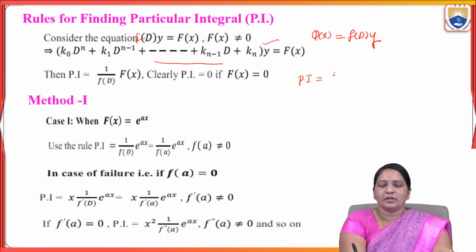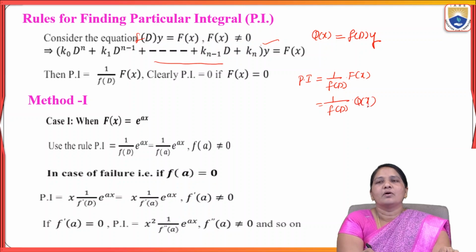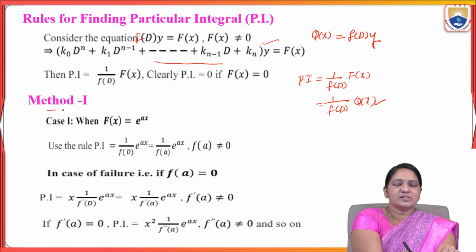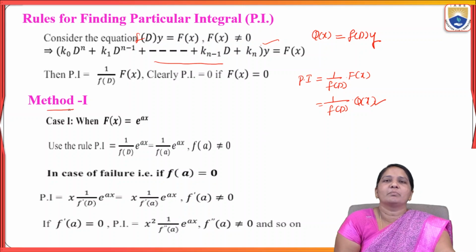What is the particular integral? That is equal to 1 by f of D into f of x. Otherwise this is 1 by f of D into Q of x. So here, what is the procedure for the Q of x value? Here first I am taking method 1. What is method 1?